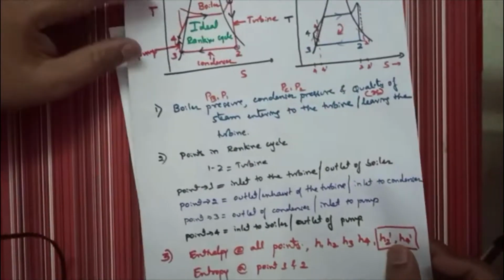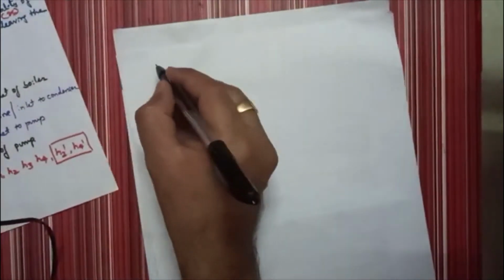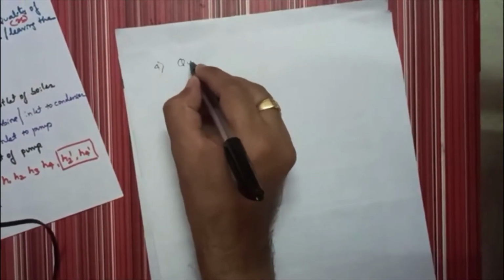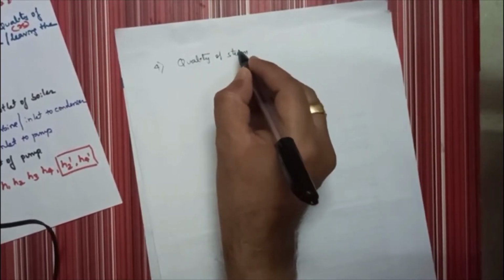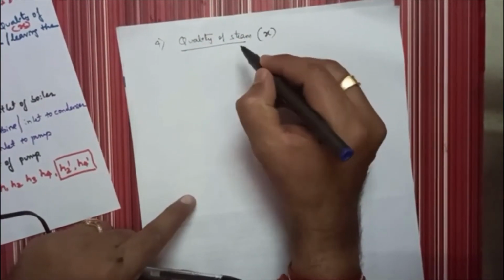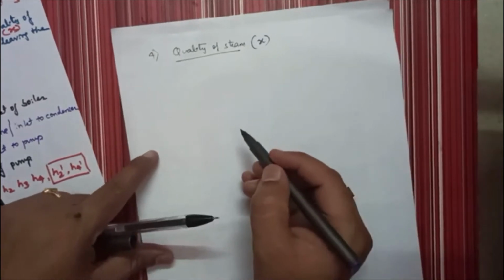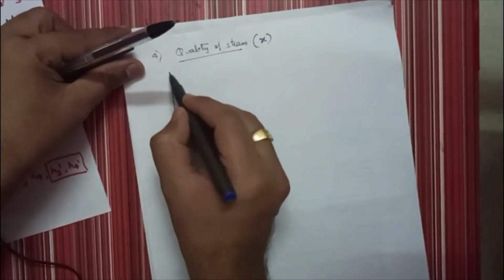As I told you, in the numericals, he will give boiler pressure, condenser pressure or quality of steam. So coming back to the point number 4, quality of steam, very important. Quality of steam will be represented by X. Okay. So now I will take once again the same TS diagram that we discussed.